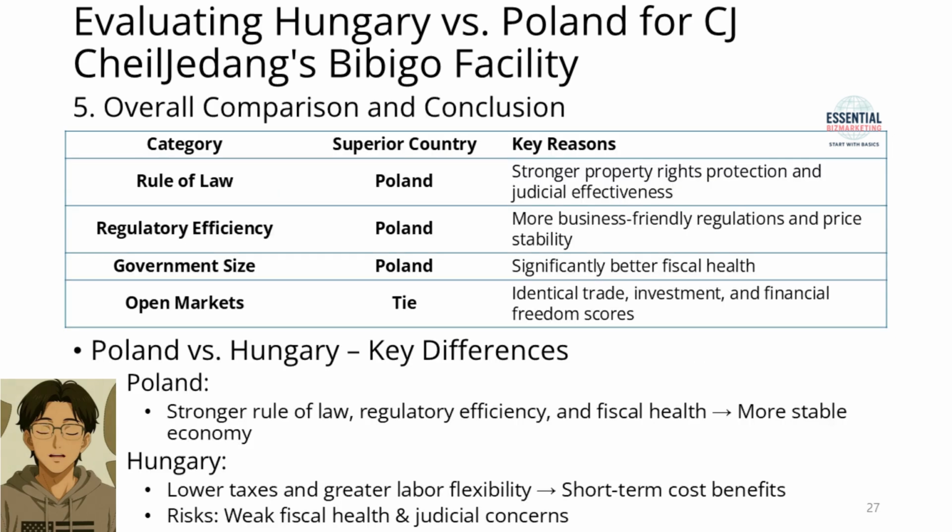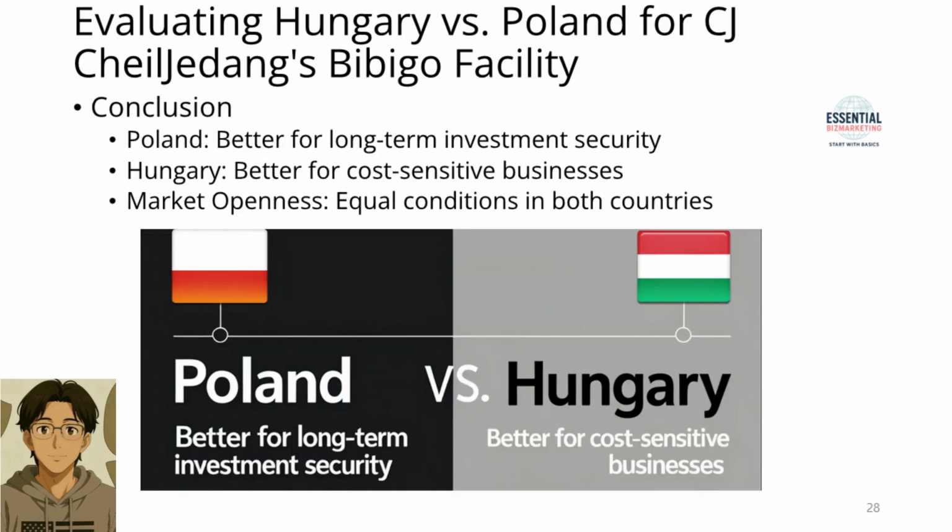Let's summarize the overall comparison between Poland and Hungary. Poland leads in rule of law, regulatory efficiency, and fiscal health, offering a stable environment. Hungary stands out with lower taxes and greater labor flexibility, appealing to cost-conscious companies. Let's now look at the key decision factors. Poland offered long-term stability with strong legal protections and macroeconomic health. Hungary provided short-term cost savings with lower taxes and labor flexibility, which ultimately influenced the decision.